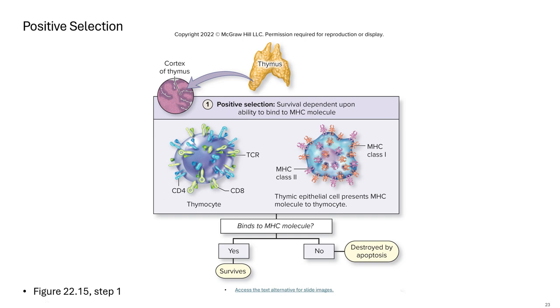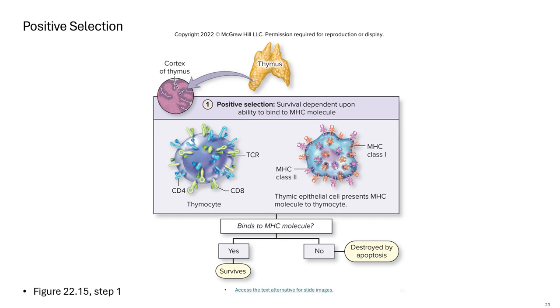This positive selection in the cortex of the thymus involves T cells being presented an MHC molecule and determining whether or not that T cell will bind to and recognize the MHC molecule. Because this is positive selection, cells that do bind to the MHC molecule are kept. So you have a thymic epithelial cell. It shows an MHC molecule to a T cell. If that T cell binds to the MHC molecule, that's good. It keeps the T cell. If it doesn't recognize it, right?